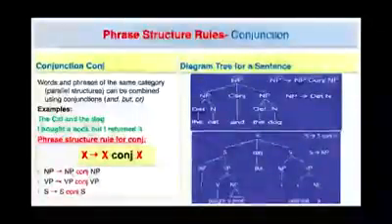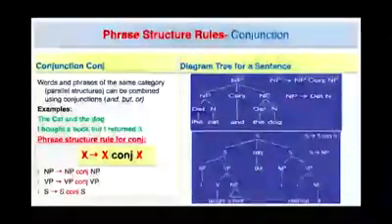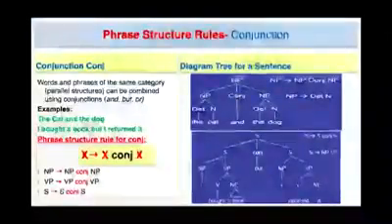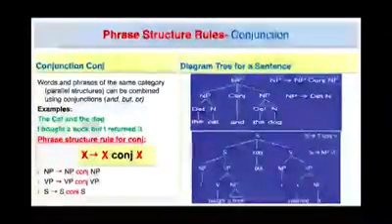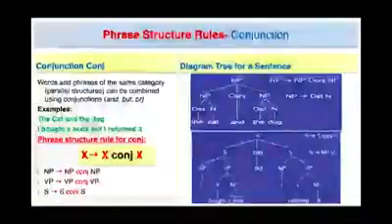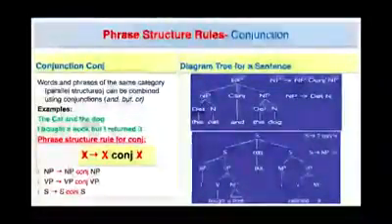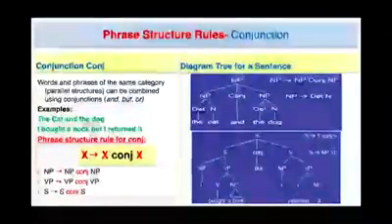Now, with conjunction. Conjunctions connect words and phrases of the same category. Parallel structures can be combined using conjunctions like and, but, or. For example, the cat and the dog. So here we have parallel structure by using the same structure. The cat is an NP. When I use a conjunction, and, I'm going to keep the same structure, which means that I'm going to repeat an NP.